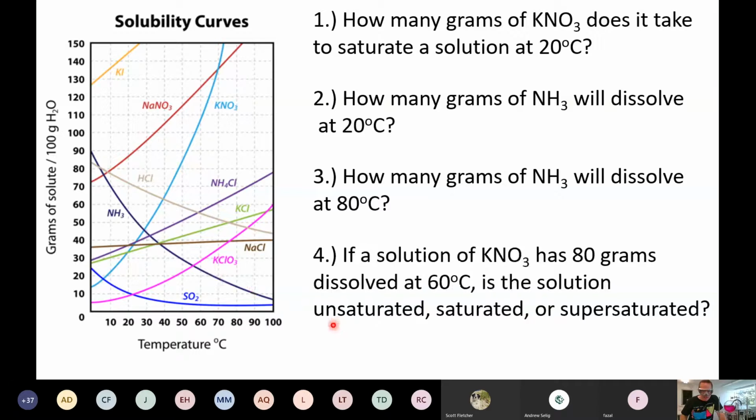And then maybe with this last question, we'll see if you guys can answer it. So let's say you have potassium nitrate. So we're looking just at this line. We're at 60 degrees Celsius. And it turns out that there are 80 grams dissolved at that temperature. So that's going to be right about here. Remember, we're only referencing this blue line. Is that going to be unsaturated, saturated, or supersaturated?